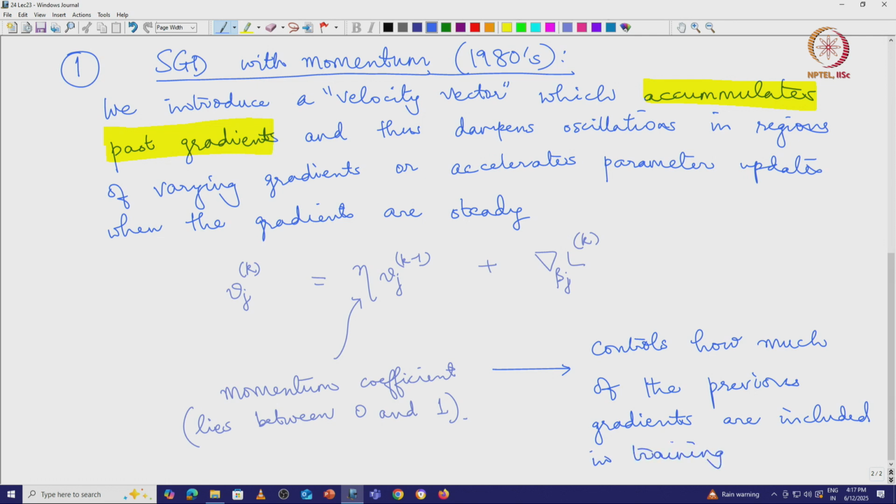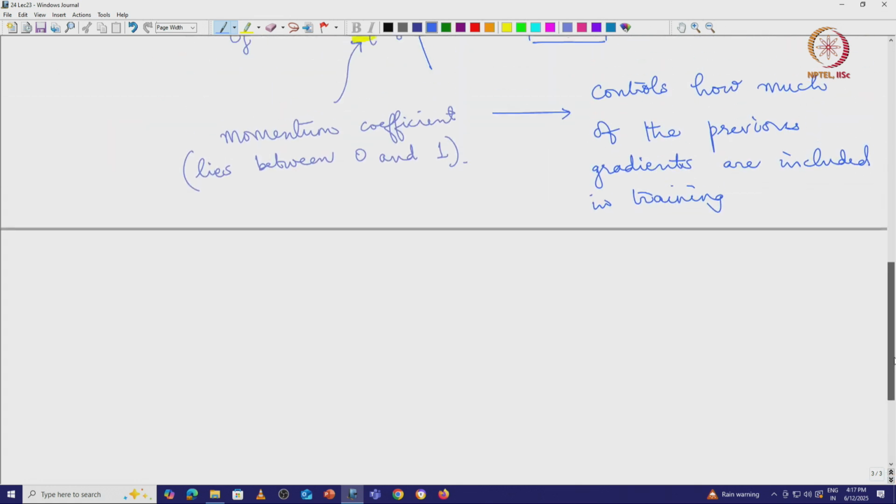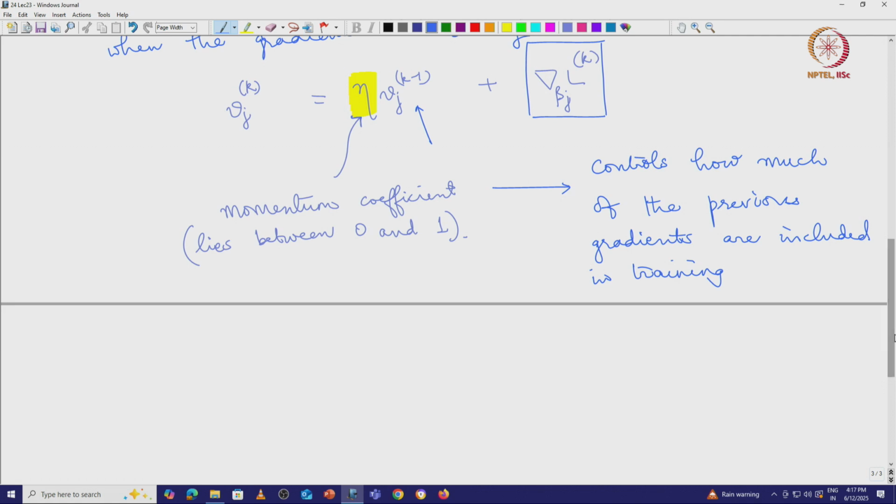Obviously, if this eta value is low, then you are discarding the previous momentum. You are weighting the previous momentum less and you are majorly considering the current value of the gradient of the loss function. However, if this momentum coefficient is higher, then you are giving more weightage to the previous gradients, and you are simultaneously including the current gradient as well. So, this is how the velocity vector is defined, and then you update the parameters as follows.